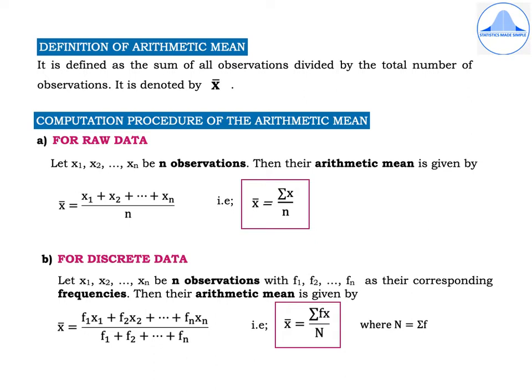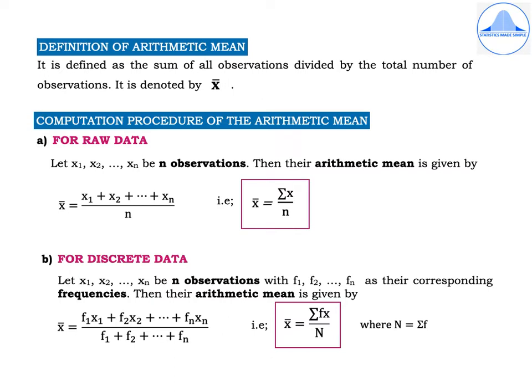The arithmetic mean is defined as the sum of all observations divided by the total number of observations, and it is denoted by x bar. Now let us learn how to compute the arithmetic mean. Firstly, for raw data. Now raw data means only a set of x values will be given.